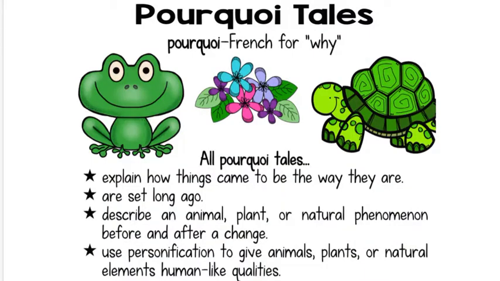So pourquoi tales, it's French for why, and they explain how things came to be the way they are. They're set long, long ago. They describe an animal, plant, or natural phenomenon. I want you guys to stick with animals because it's kind of the easiest thing to do. And they use personification, which means that animals talk and have human-like qualities.